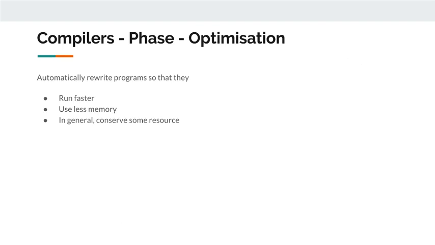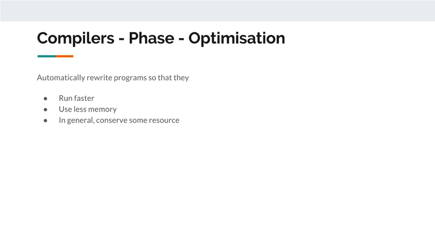So coming to the other phase, optimization. Optimization is most of the time the last step we need to do before outputting the source code. And most compilers don't do one single optimization. They will do many optimizations and many passes over the tree, traversing it multiple times until all the rules have been applied or none of the rules is able to optimize the tree. So basically, optimization is about automatically rewriting the program so that the end result will run faster, use less memory, and most generally conserve some resources.